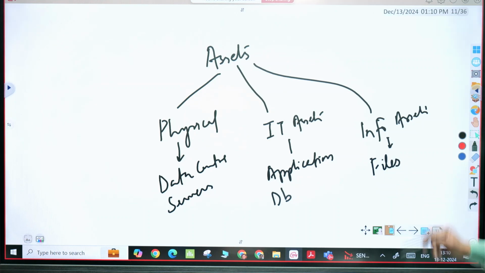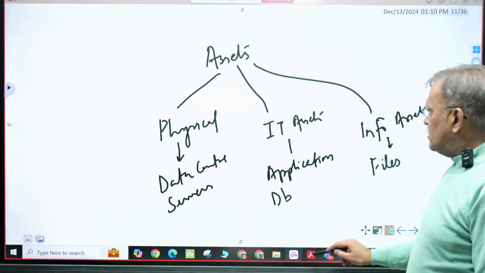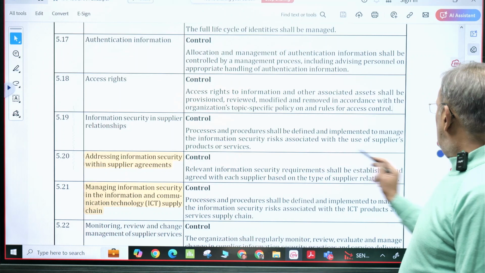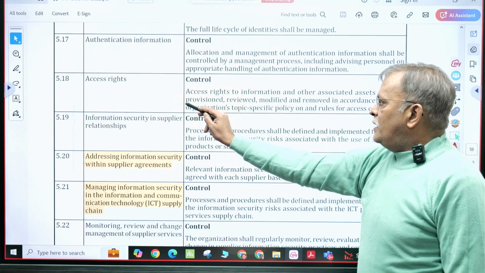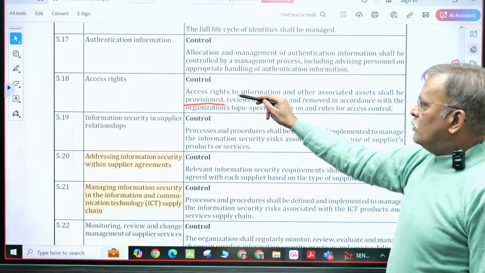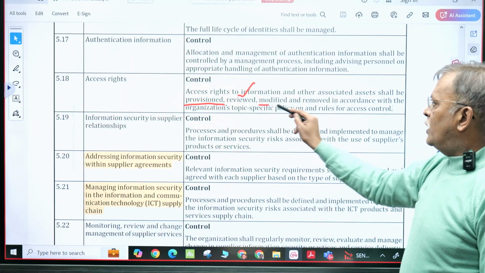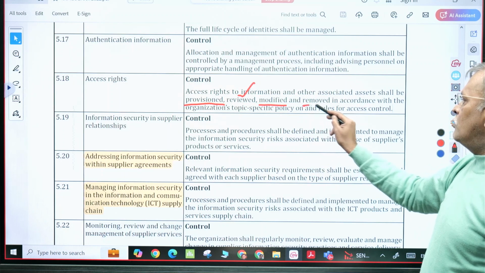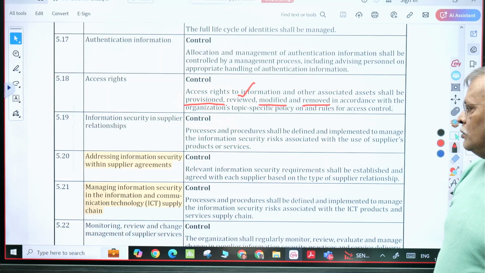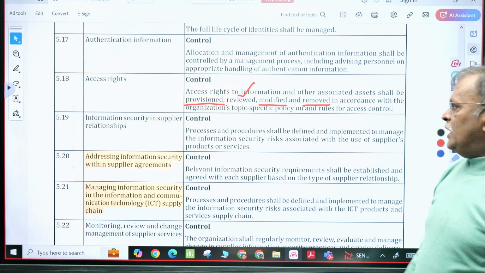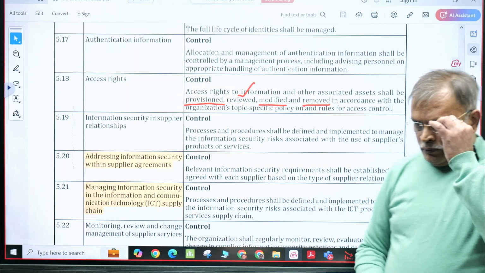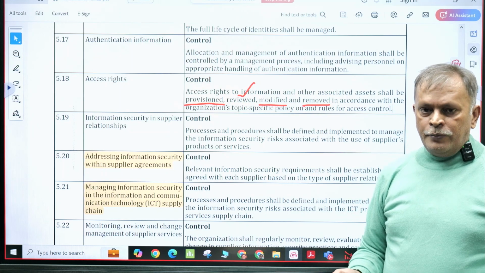So ISO 27001 requires you to look at the entire life cycle. How is this being provisioned? How is this being reviewed? If there is some modification required, and finally how are accesses being revoked or removed from people, systems, in keeping with the policy that we have. So this is the core of your information security principles.